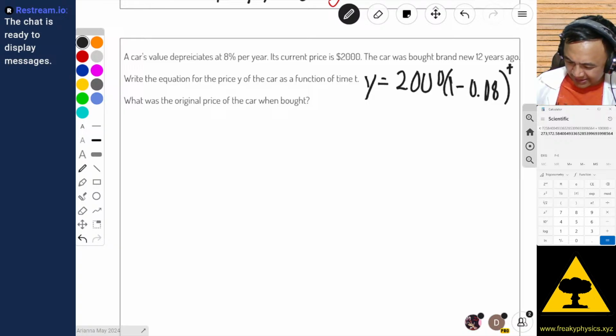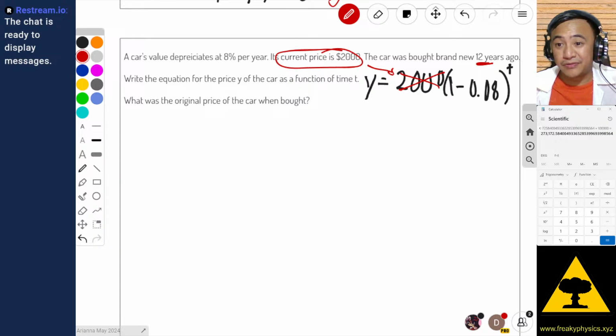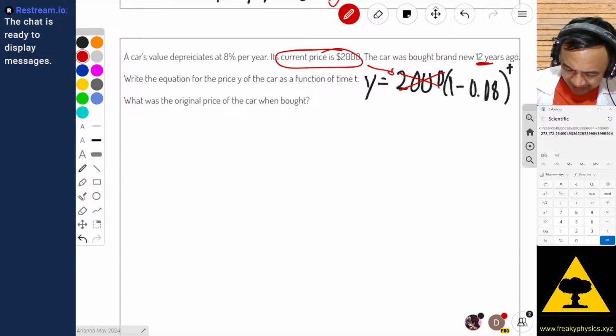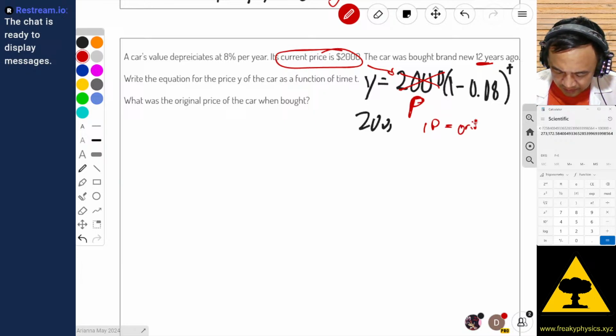Okay. Now, this is not right, because in this case this is the current price. That's 2000. But here's the thing: it was bought 12 years ago. So wait, would 2000 be y? If we're talking about now, yes. But generally, you would just say this to be some original price. I'm going to say P for now, where P is the original price. So it would be 2000.